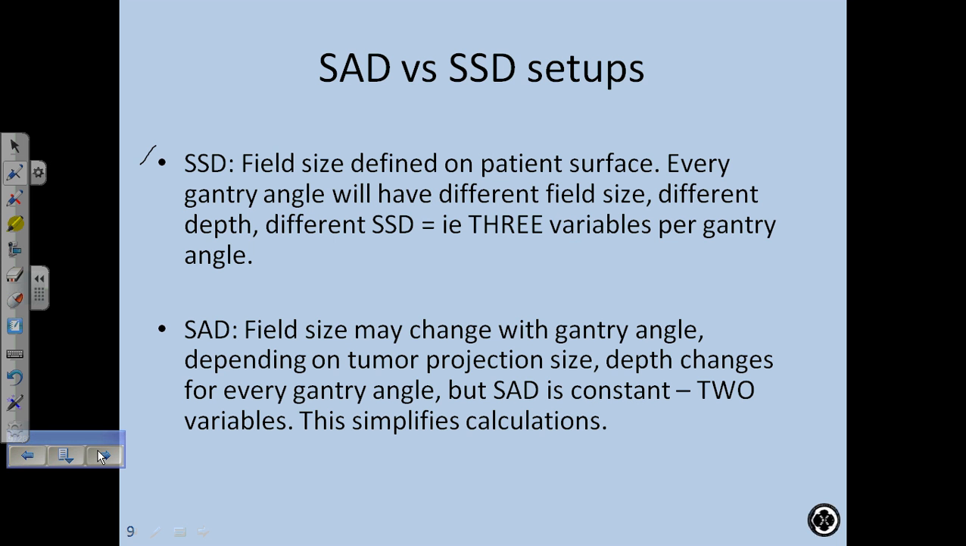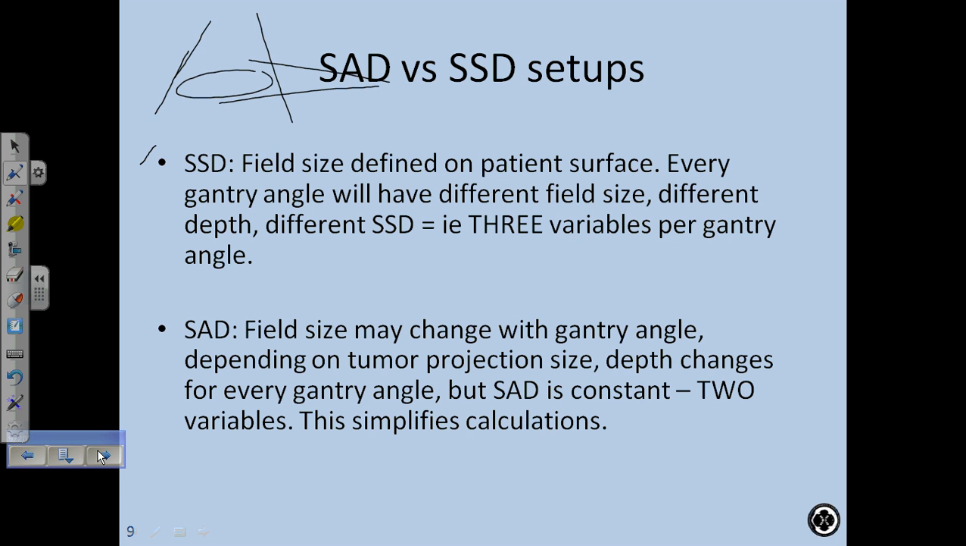SAD is constant. So with an SAD setup, if you put the isocenter at the center of the tumor and rotate the gantry around, there are two variables. There's depth, and there could be field size changes, because if your tumor looks like this, in the AP direction the field size would be this big, but in the lateral direction the field size would be this big. You see how that gets narrow for the lateral direction.